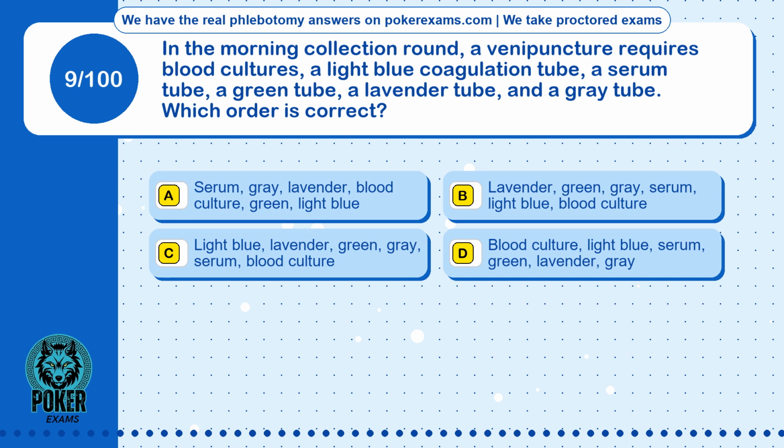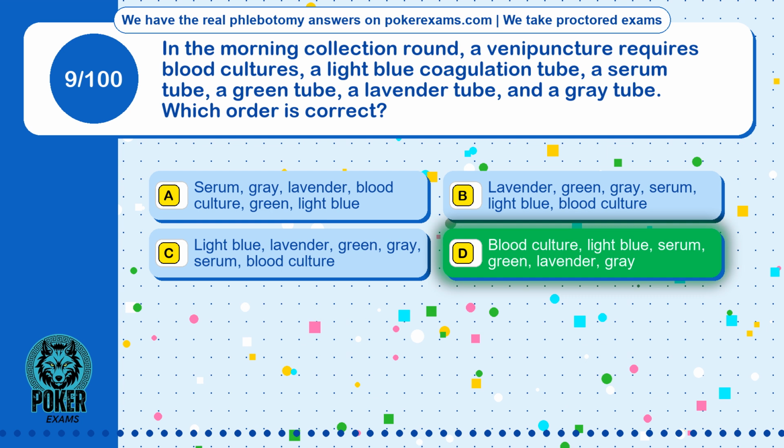Question 9. In the morning collection round, a venipuncture requires blood cultures, a light blue coagulation tube, a serum tube, a green tube, a lavender tube, and a gray tube. Which order is correct? Option A, serum, gray, lavender, blood culture, green, light blue. Option B, lavender, green, gray, serum, light blue, blood culture. Option C, light blue, lavender, green, gray, serum, blood culture. Option D, blood culture, light blue, serum, green, lavender, gray.